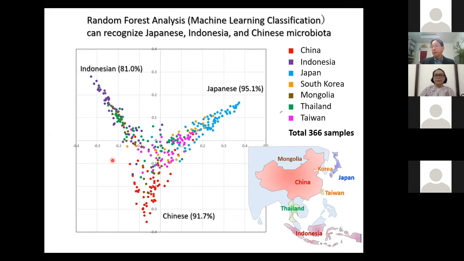So probably the geographical location, especially the daily food, has a great influence on establishing the gut microbial community in the children living in each country.